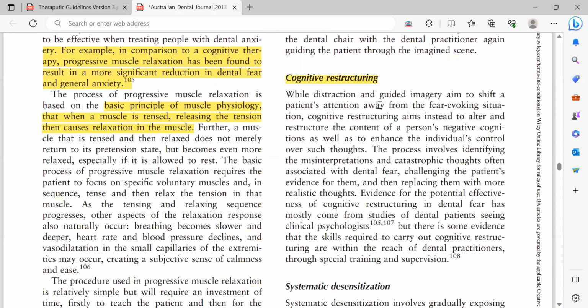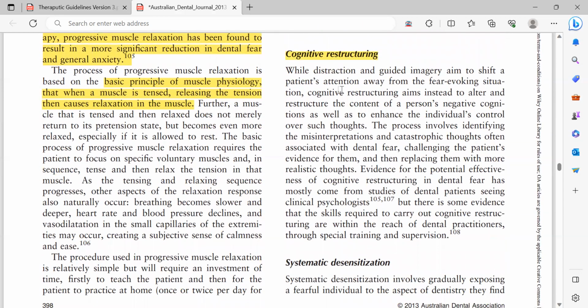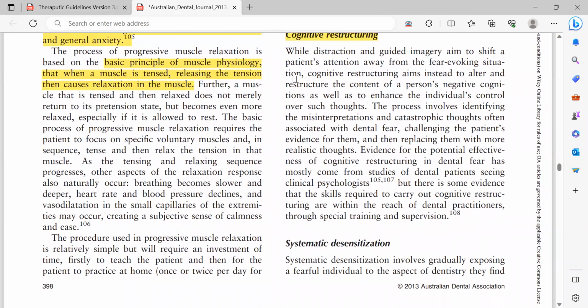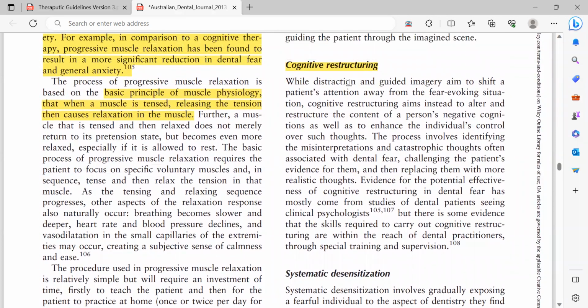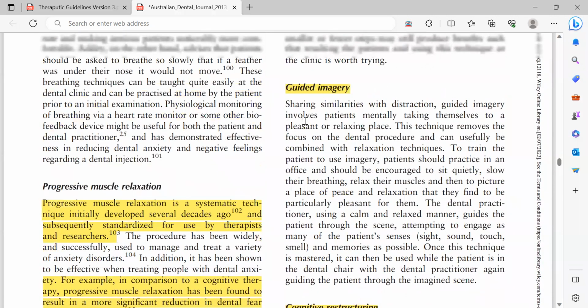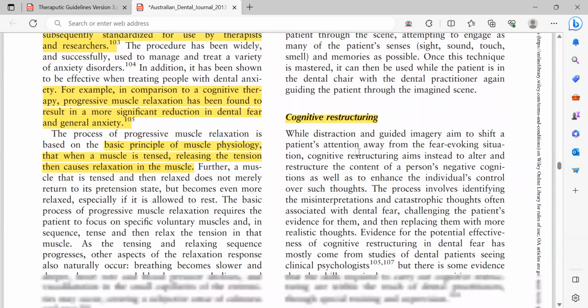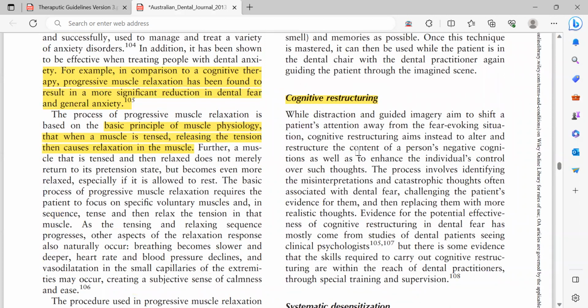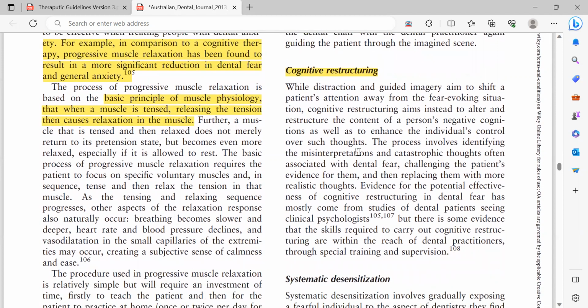Then cognitive restructuring. While distraction and guided imagery aim to shift a patient's attention away from the fear-evoking situation, cognitive restructuring aims instead to alter and restructure the content. You can also try this technique. It means that you need to motivate your patient, that you can do this, you are stronger than this. Techniques like guided imagery or distraction push the patient away from the situation, so you are guiding the patient's thoughts to something else. But cognitive restructuring means that you ask your patient to think about this and deal with his fear, that he's strong and he can do this.